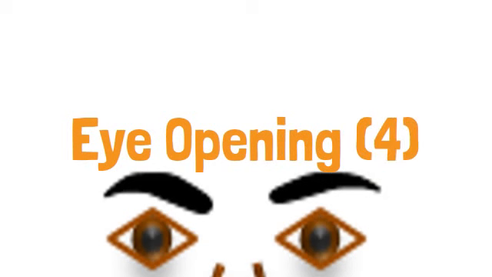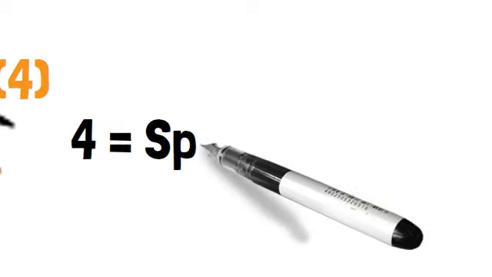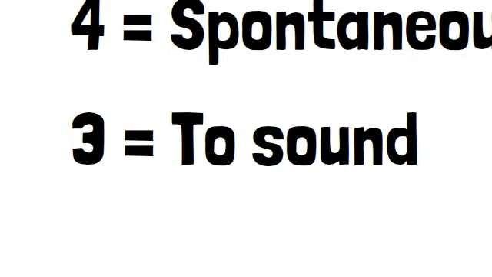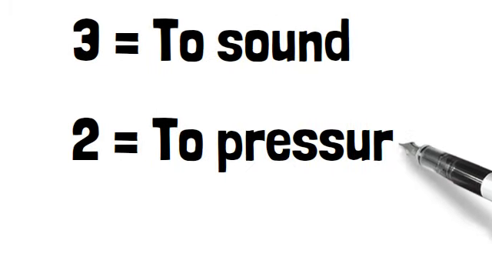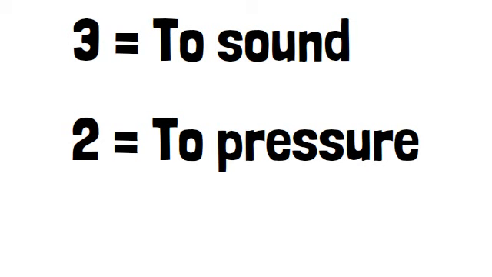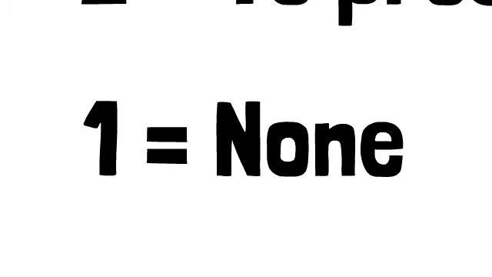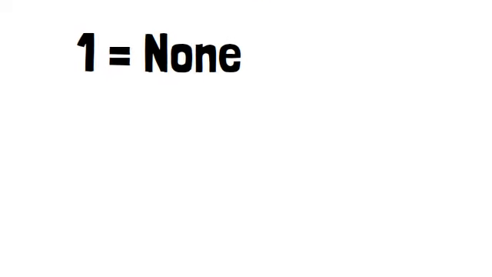Eye opening out of 4. These are the possible points that a patient can score for eye opening. A score of 4 is allocated if a patient opens his eyes spontaneously. A score of 3 is given if a patient only opens eyes to sound. A score of 2 is allocated if the patient only opens their eyes to pressure which is applied on the nail bed for 10 seconds. Patient scores 1 if they are not opening their eyes.